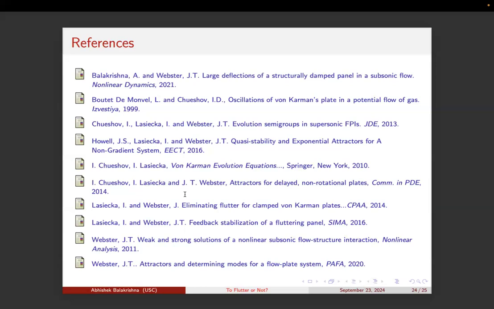But you probably won't be able to say something like no flutter, because flutter does happen in supersonic cases. But maybe just qualitatively you can give a better idea of when you can have control of flutter, when you can have chaos, and things like that. It should be hard, yeah.